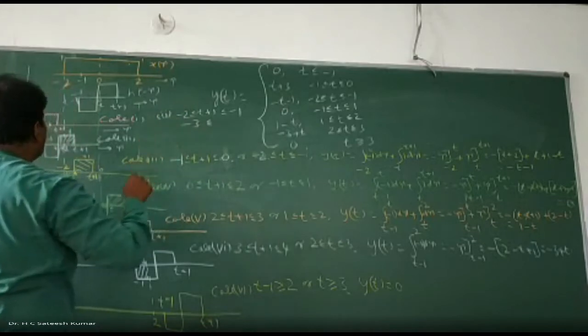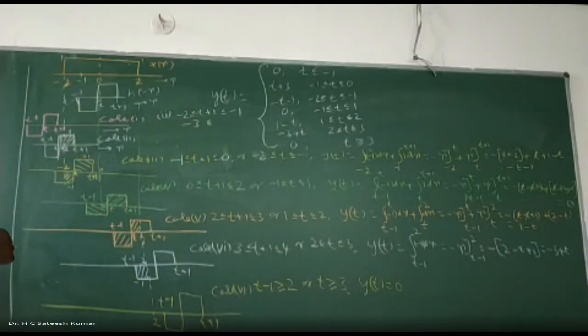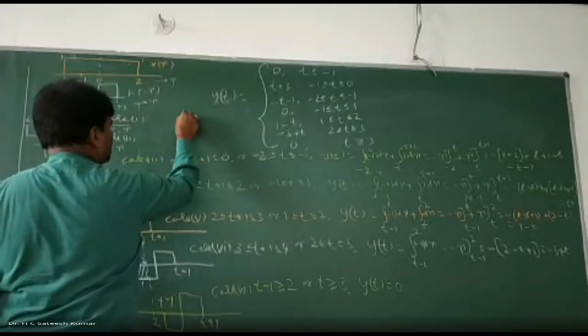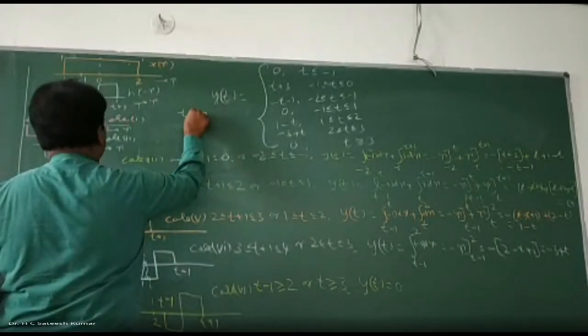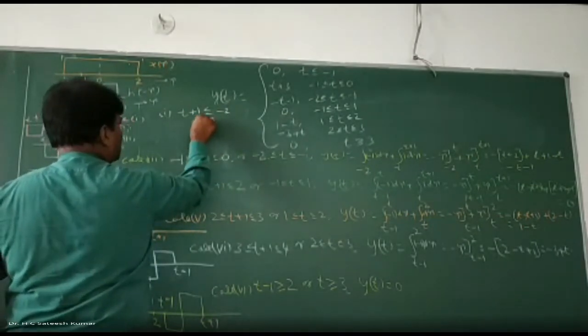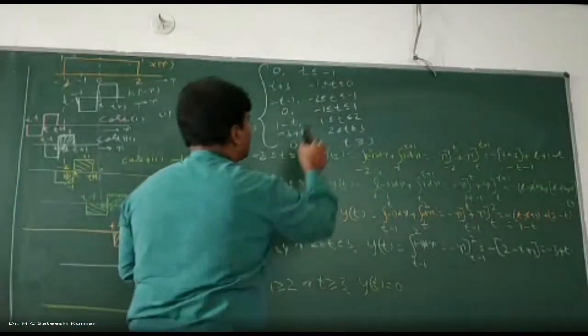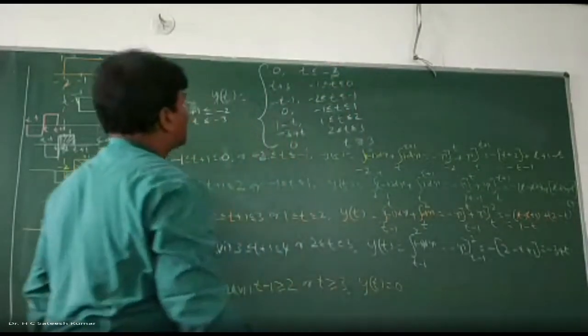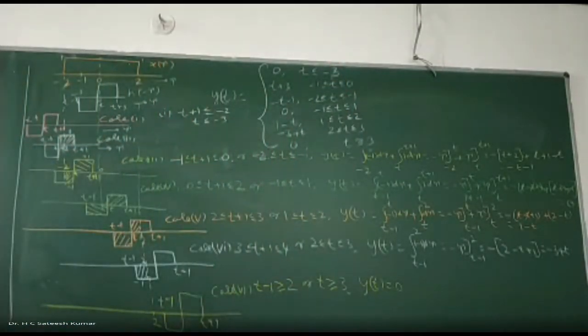First case is what? First case is t plus 1. Okay, in case number 1 only we made a mistake. When the case answer is correct, t plus 1 less than or equal to minus 2, case 1, or t less than or equal to minus 3. Here only we made a mistake: t less than or equal to minus 3.